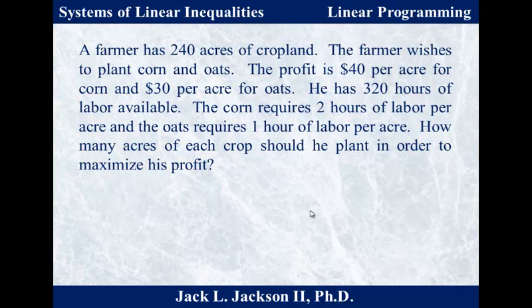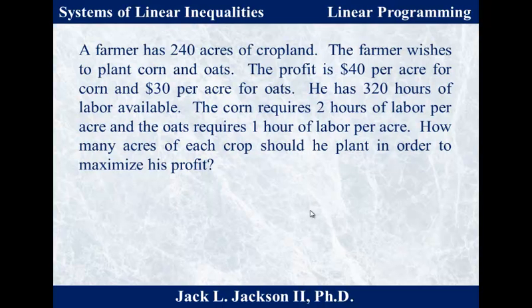So in this application, a farmer has 240 acres of cropland. The farmer wishes to plant corn and oats. His profit is $40 per acre for corn and $30 per acre of oats. Now, if that was all there was to the problem, it's a pretty easy problem to solve about what's going to do the best for him. Well, it gets more profit per acre for corn. Just plant it all in corn.